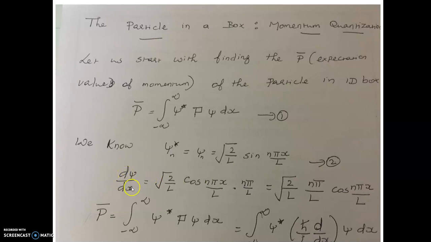So when we differentiate with respect to x, we will be getting this value: root of 2 by L into n pi by L cos n pi x by L. This we will be needing in the next equation. Therefore, I have differentiated this equation here. So in this equation, we are just substituting the value of the operator, from minus infinity to plus infinity psi star, the operator P is equal to h cross by i d by dx, into psi dx. I hope you remember the expression for the momentum operator.